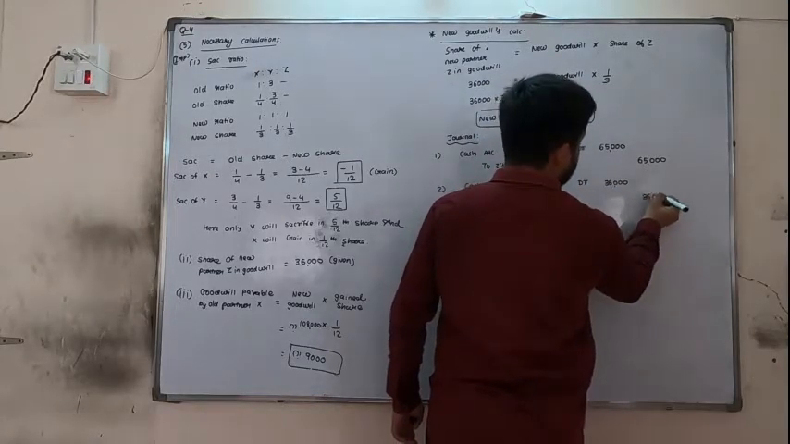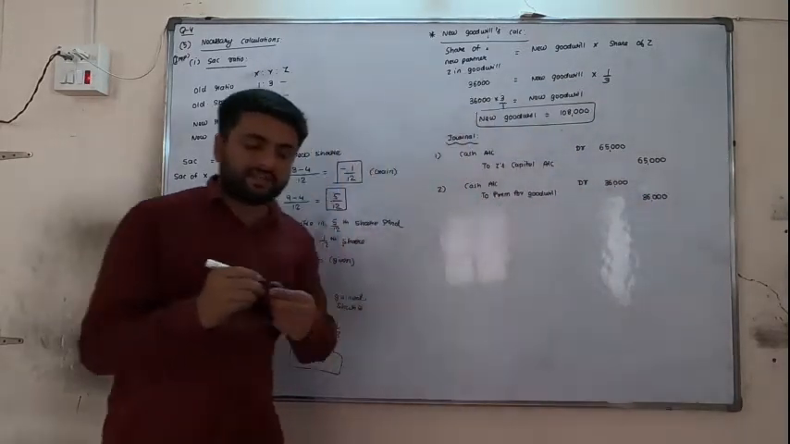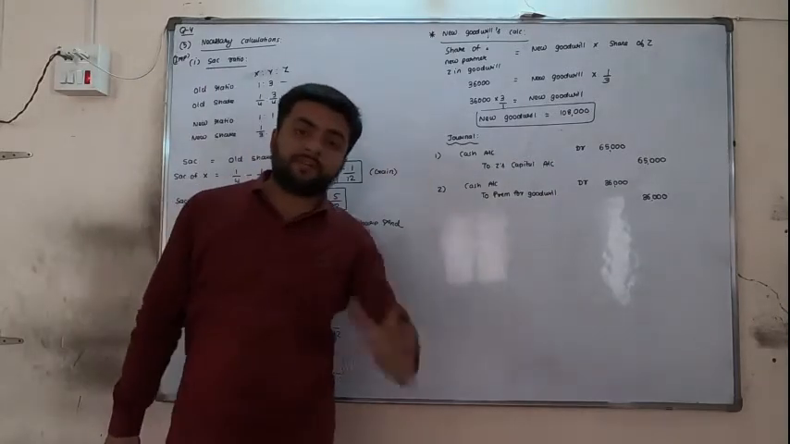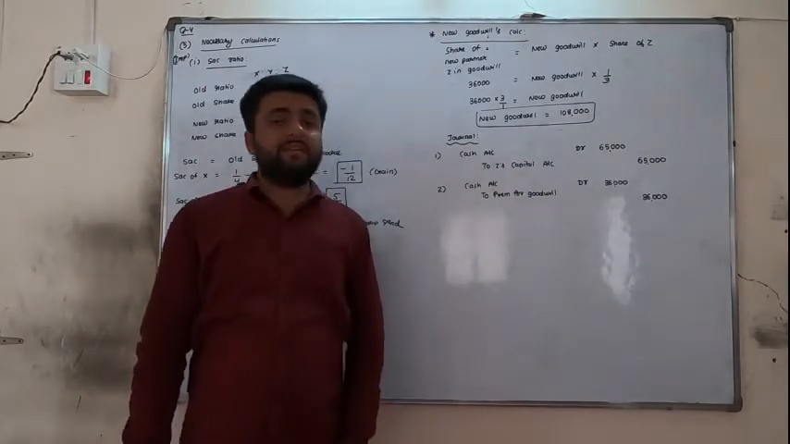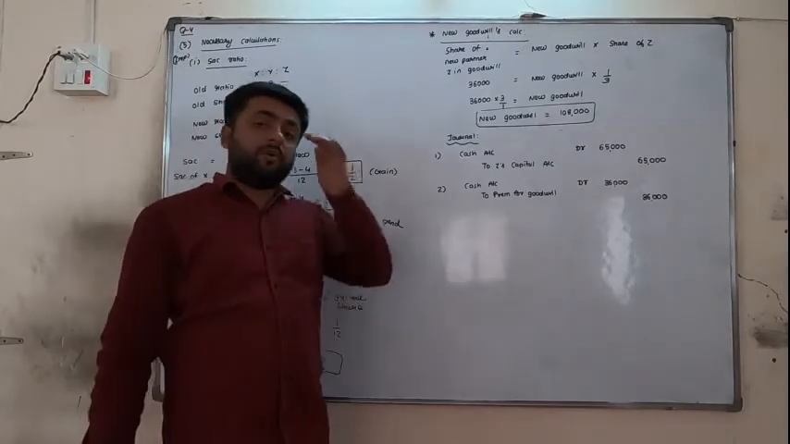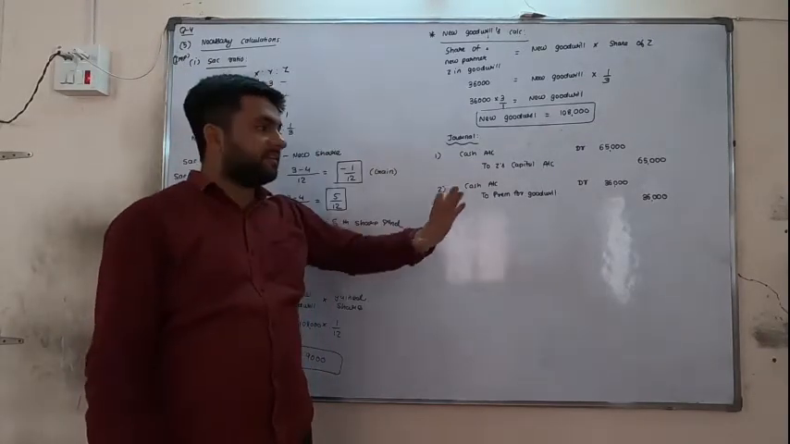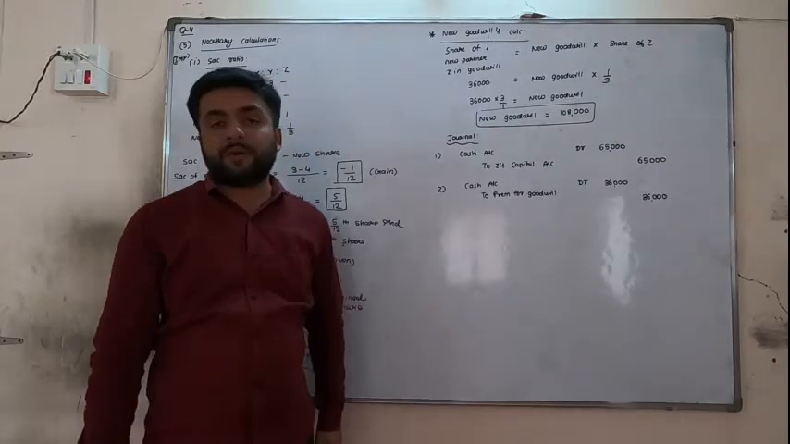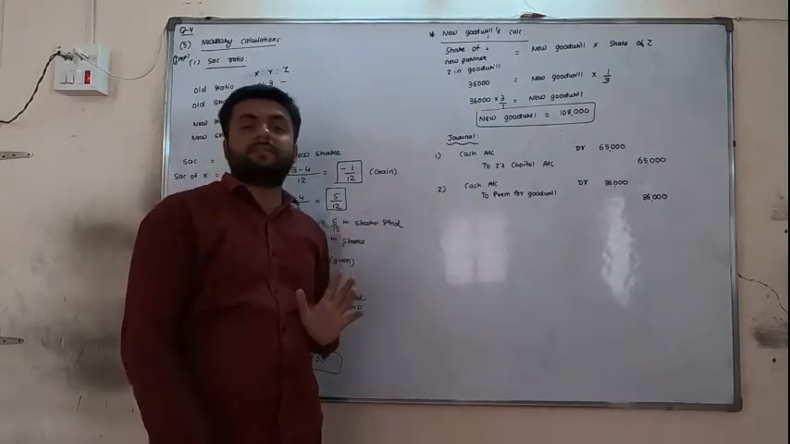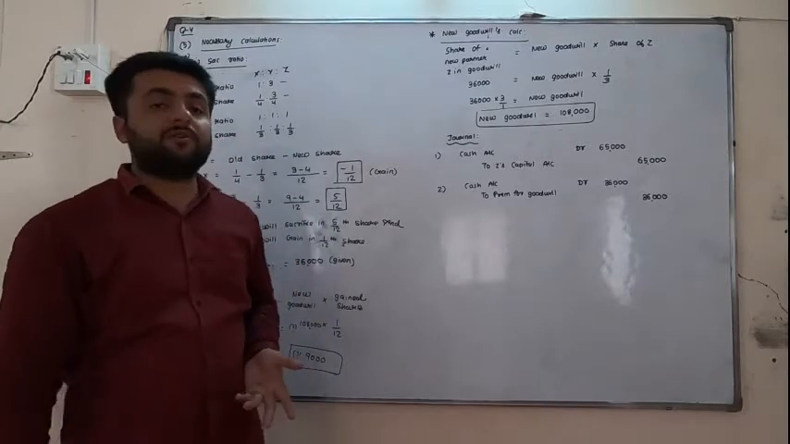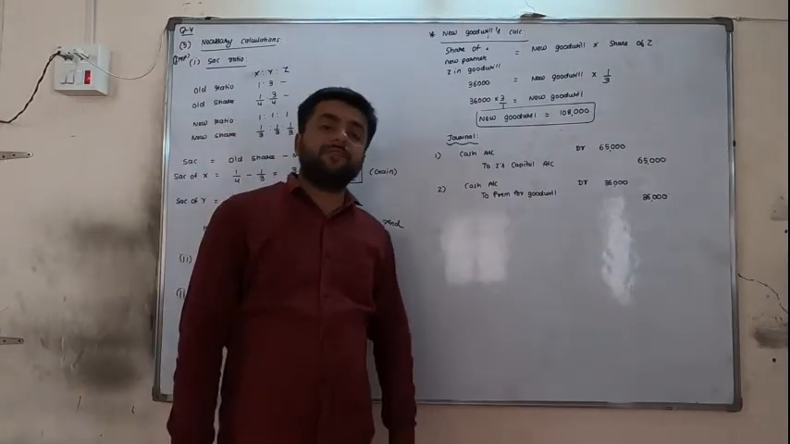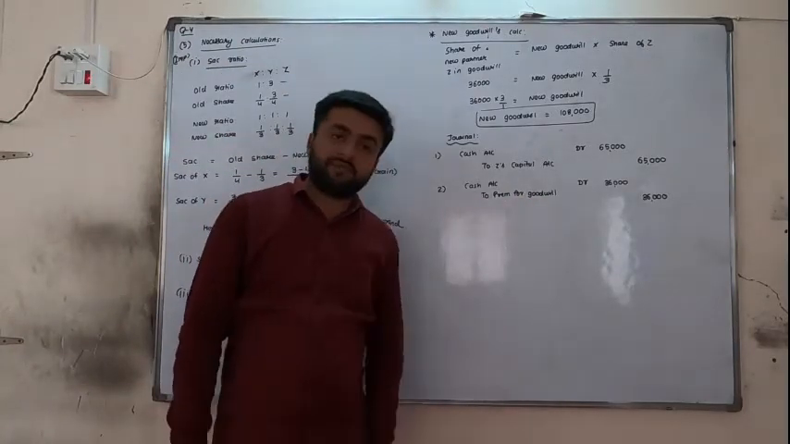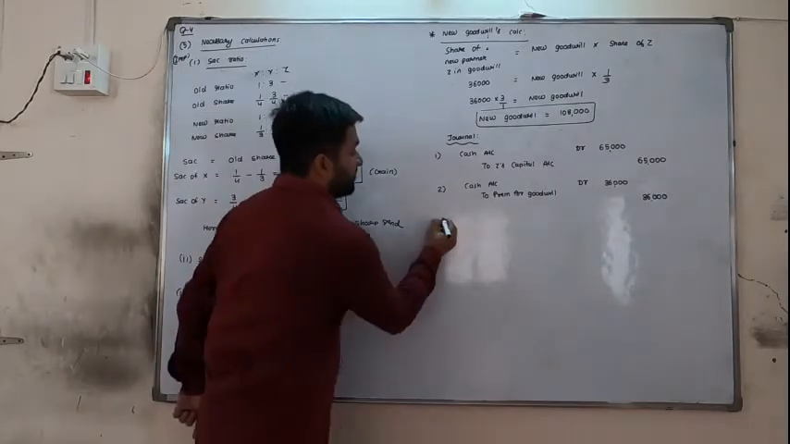Again I would like to repeat, for writing the journal entry you remember the format in your mind: when old goodwill is given it is to be written off, but in this sum old goodwill is not given, so ignore. Now think of when the new partner is bringing capital, so cash to capital. After that, the next entry is about bringing the premium of goodwill in cash, so cash to premium for goodwill. Now the next entry is for distributing.